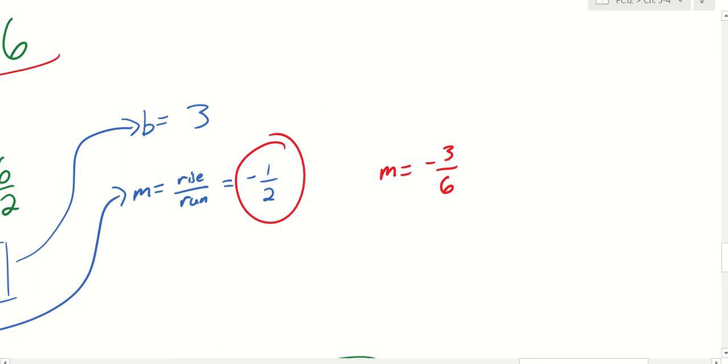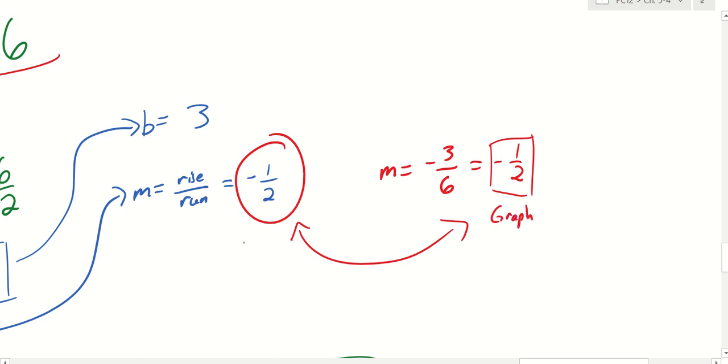This is one of many reasons why it's good to be able to simplify your fractions. Negative 3 over 6, divide the top by 3, divide the bottom by 3, you get negative 1 over 2. Or negative 3/6 is really just negative 1/2. So the slope matches. So we have a match between the slope of the graph and the slope of the equation. Right? We have a match.